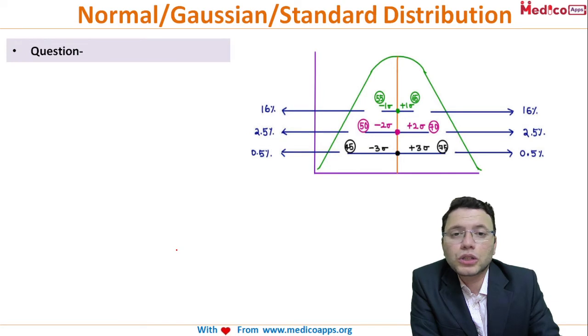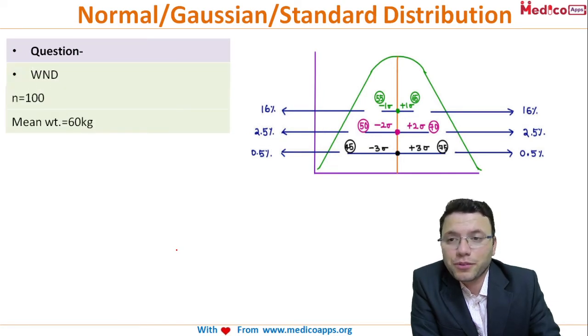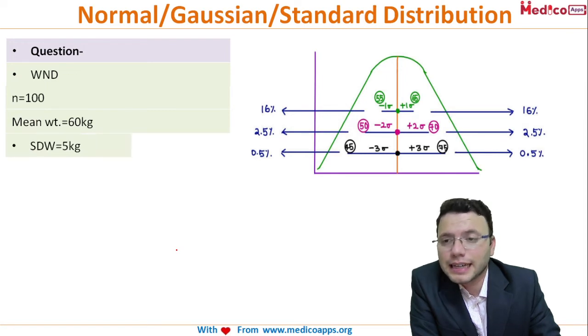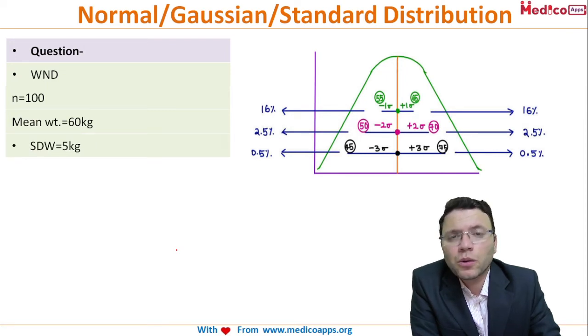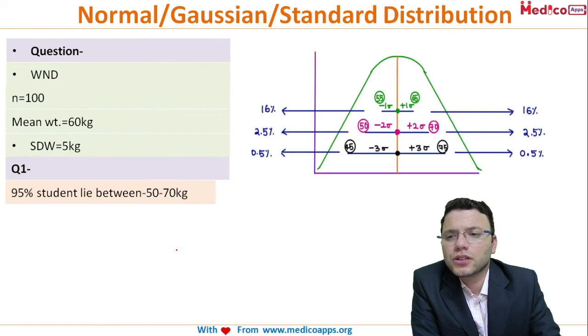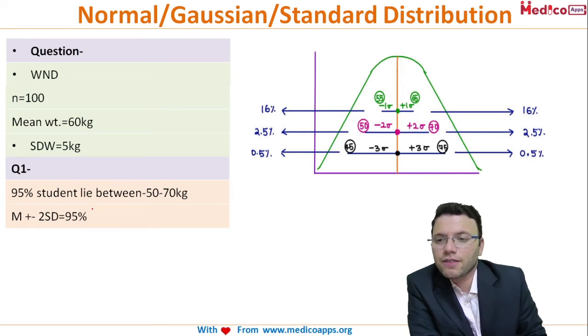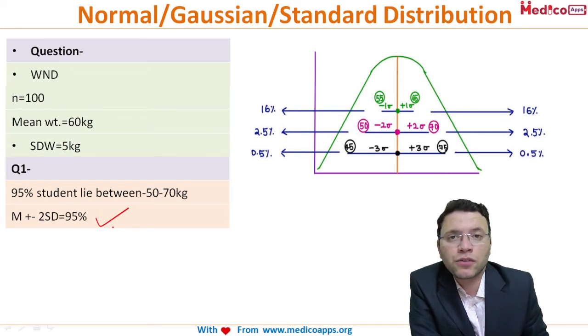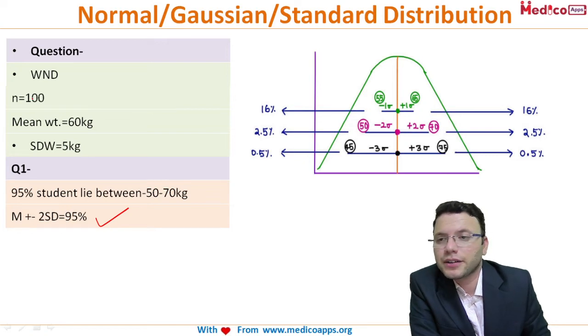Okay, so now the questions are based on this concept. If there are 100 students and the mean weight is 60 kgs, and the standard deviation is given as 5 kgs, the question is: how many students, 95 students, will have what range? So for 95 students, you have the mean plus or minus 2 standard deviation formula.